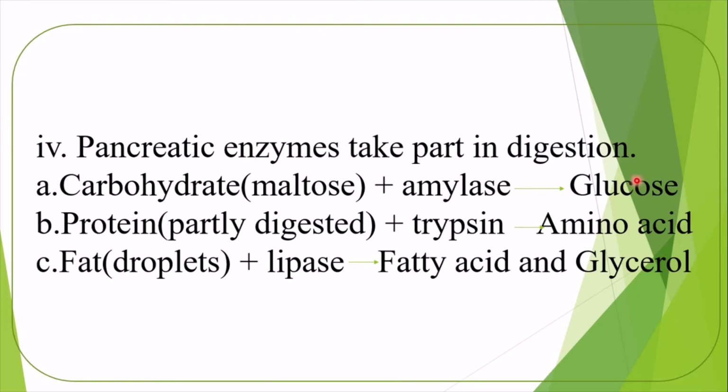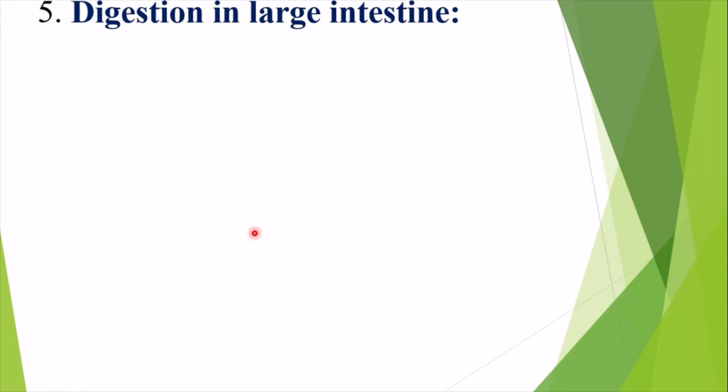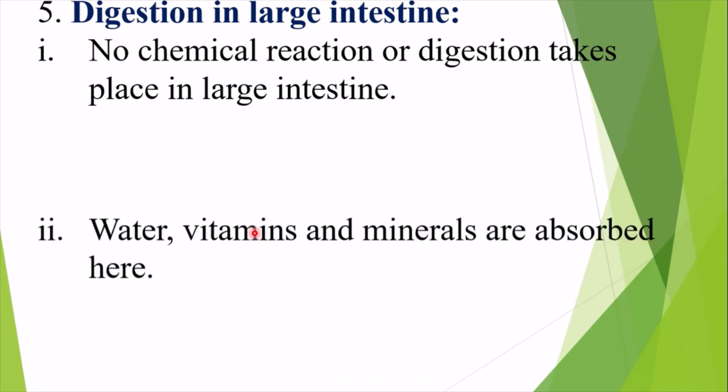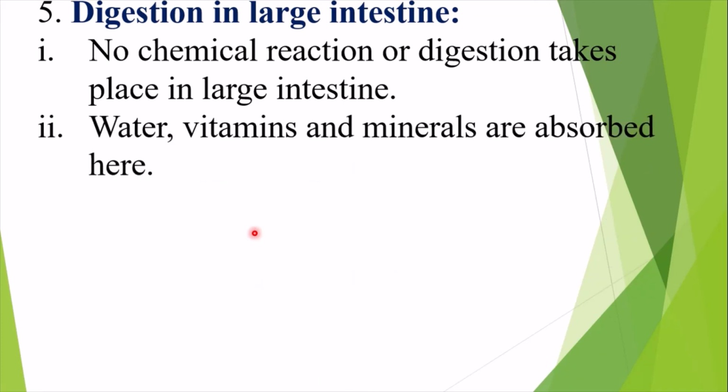That means glucose, amino acid, fatty acid, glycerol are all different types of absorbable form of food. Digestion in large intestine. No chemical reactions or digestion take place in the large intestine. Water, vitamins and minerals are absorbed here. Mind it.